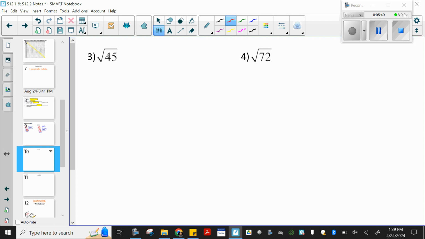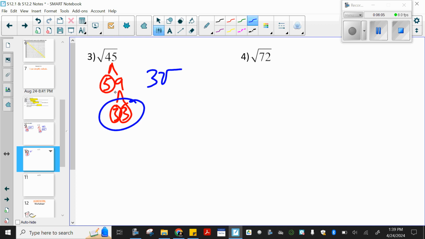We have 45. Let's make that. What two numbers can multiply to make 45? Most people are going to say 5 and 9. Well, 5 is prime. 9 is really 3 times 3. 3 is prime, and it's doubled. Goes on the outside as 1. So we have 3 times the square root of whatever's left over. So we use this one, 5's left over. 3 times the square root of 5.